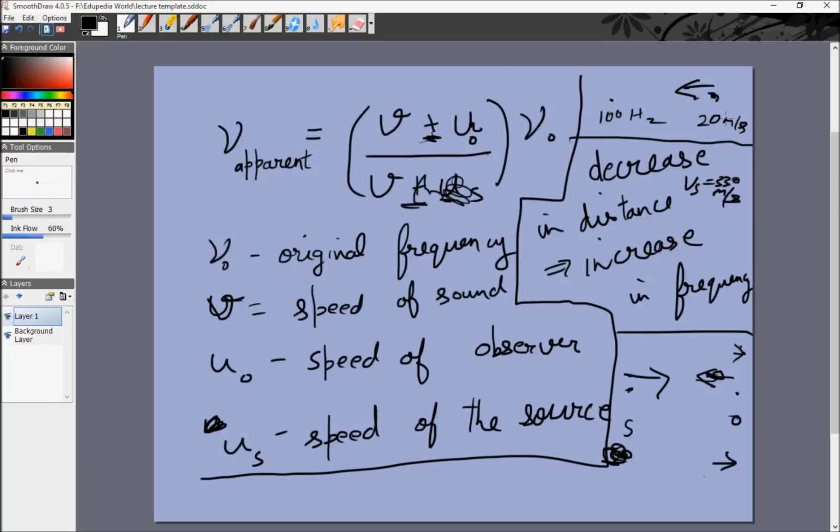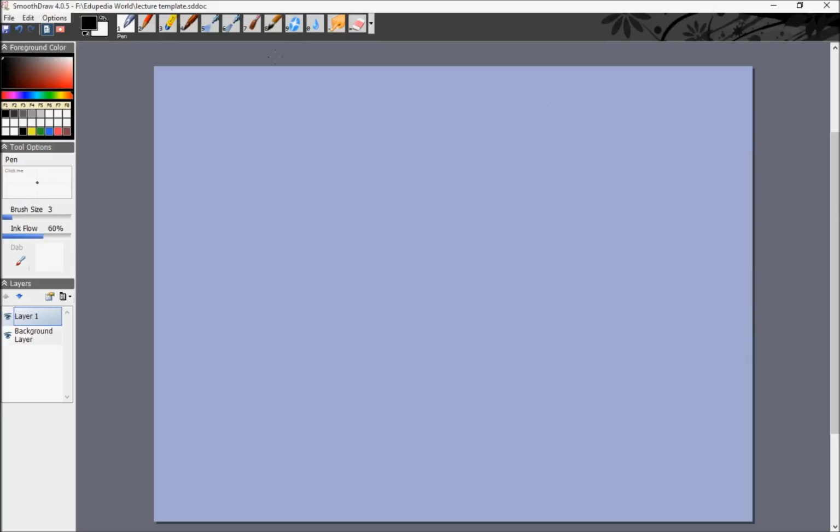So this will be the final answer. That is 350 divided by 330 into mu naught. So 35 by 33 mu naught. So 35 by 33 times 100. Right? Easy enough.